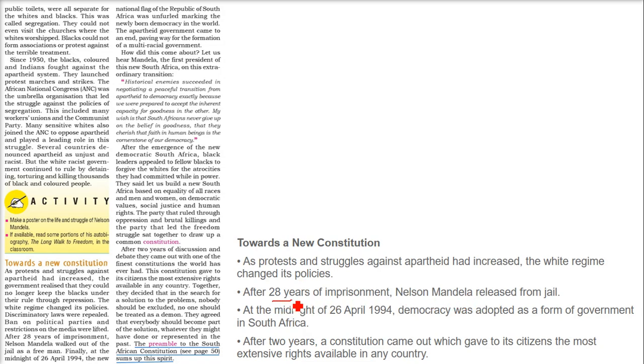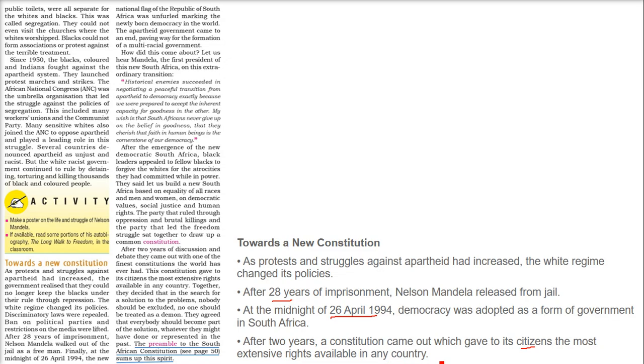Nelson Mandela was imprisoned for 28 years on Robben Island, an island near South Africa, and after 28 years he was released from jail. At midnight of 26 April 1994, a very important date, democracy was adopted as the form of government in South Africa, and after 2 years of deliberation, a constitution came out which gave the South African citizens the most extensive rights available in any country.